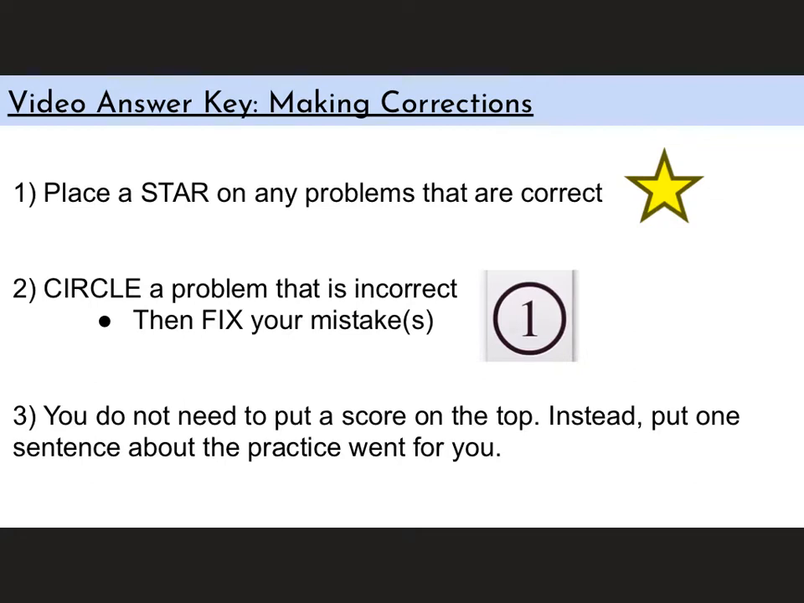First thing, I would like you to place a star on any problems that are correct the first time around as you're correcting. Okay, the second thing is circle a problem that is incorrect. And incorrect could also mean that you didn't complete it because you weren't sure how. Okay, and then I ask that you fix your mistakes on that problem using the video to help you.